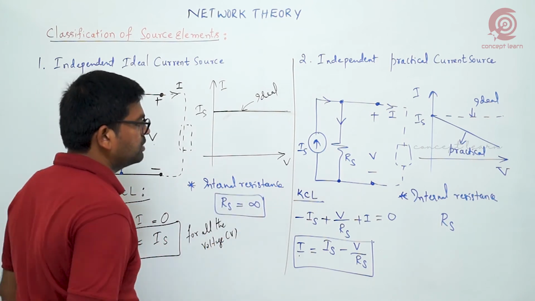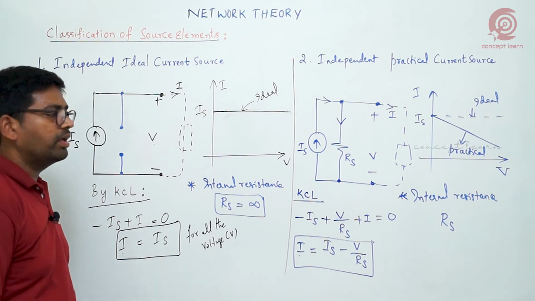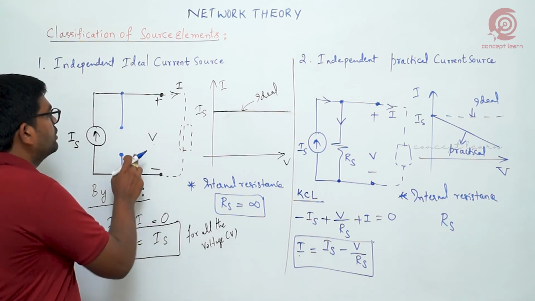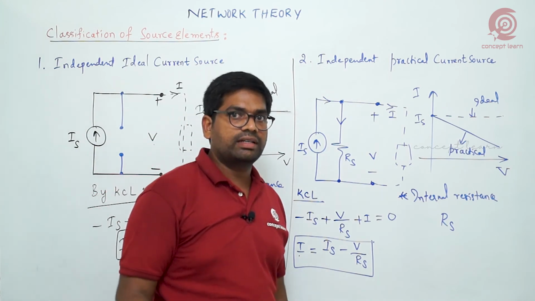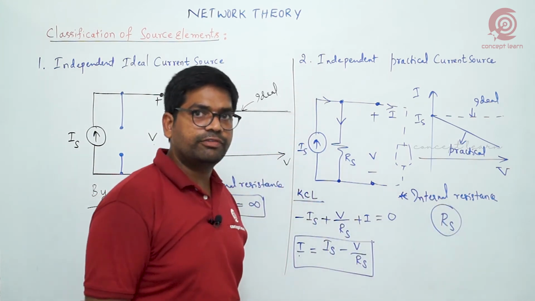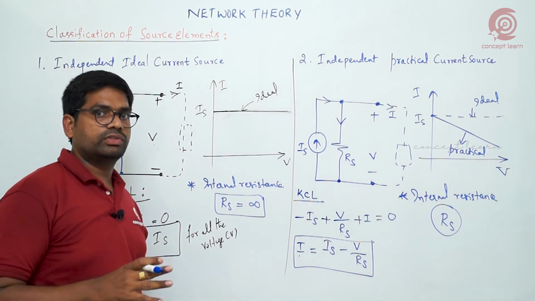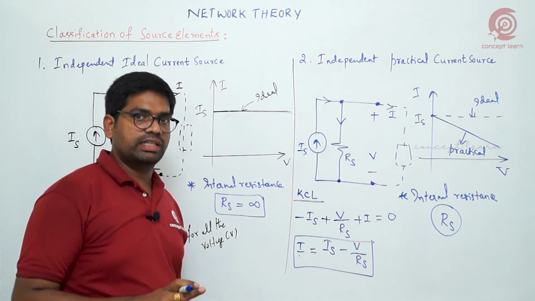That is the difference when you compare with the ideal voltage source. An ideal voltage source has internal resistance 0, but an ideal current source has internal resistance infinity. Whereas a practical voltage source and practical current source will have some resistance value. That is the difference between voltage and current sources. But in practice, in nature, only voltage sources exist.